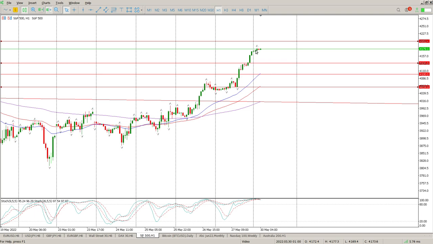Just an afterthought here: 4,200, if we do get above that, then you're looking for the pullback to come and test that, and then you're looking for a move to the upside. Anyway, this is a 15-minute trade, guys. You don't want to be doing this on the hour at the moment. The hour is indicating that there could very well be a bit of a pullback.